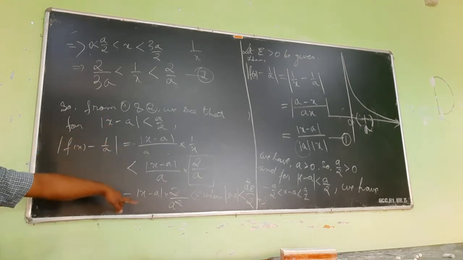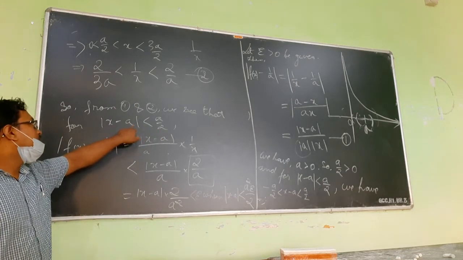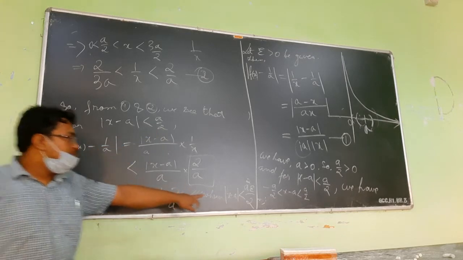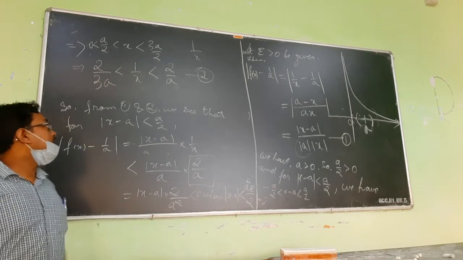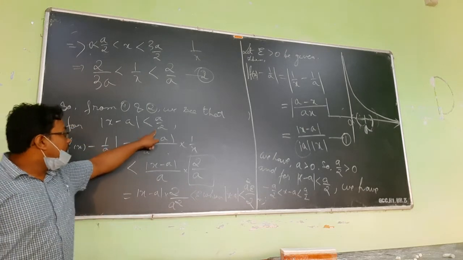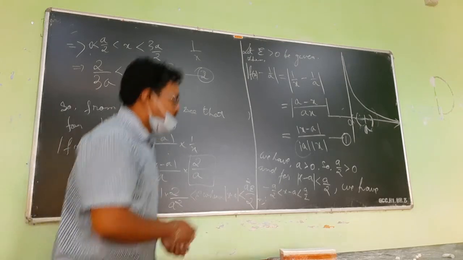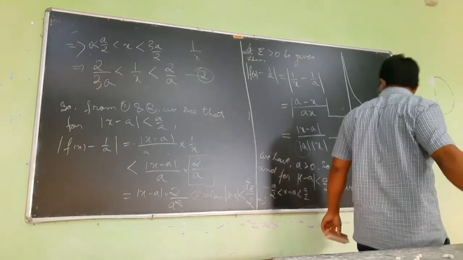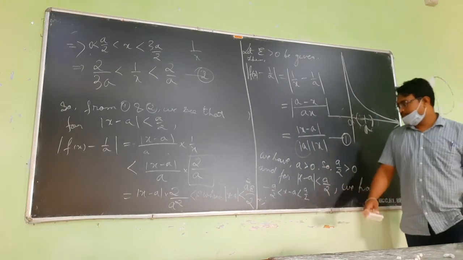Again in this problem there are two conditions which require to be satisfied. One condition is mod of x minus a should be less than a by 2. Another condition is mod of x minus a is less than a square epsilon by 2. So what should be our delta? Minimum of a by 2 and a square epsilon by 2. We take the minimum. This is very important to understand.